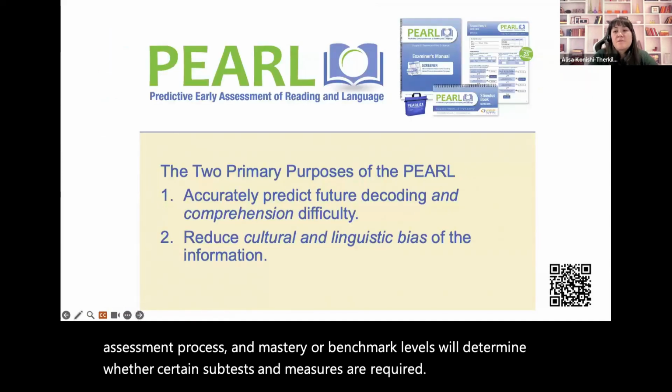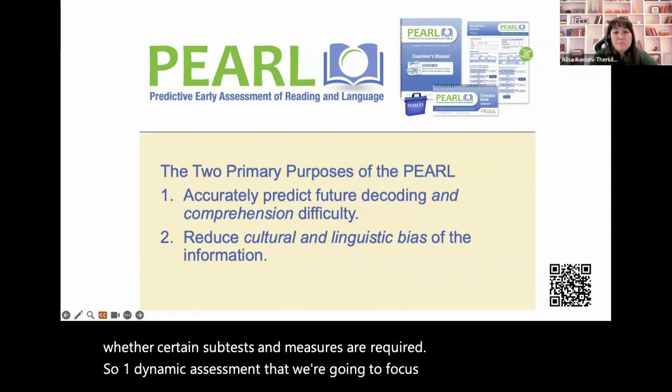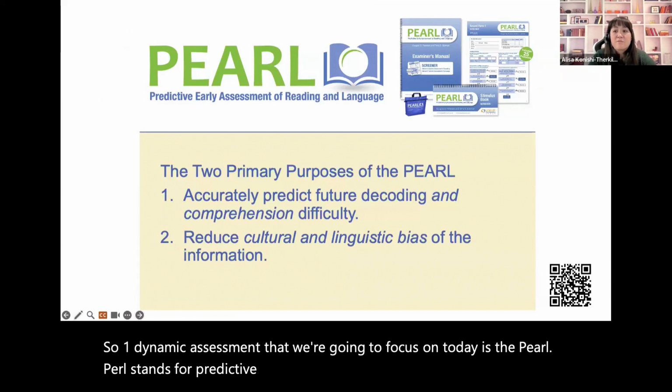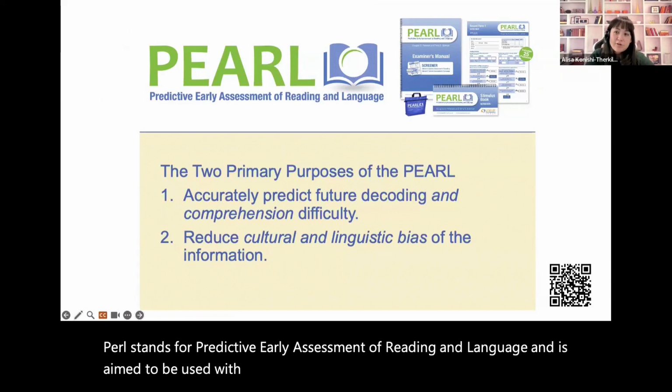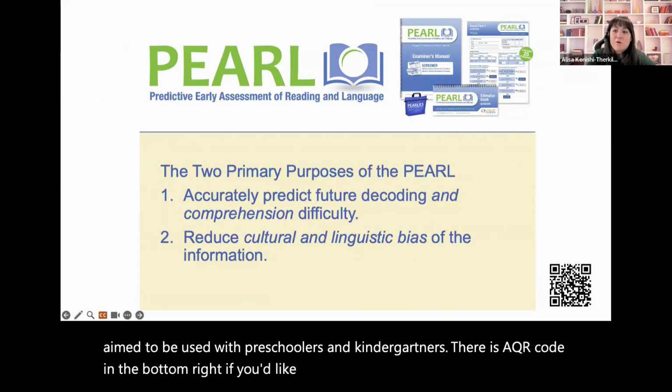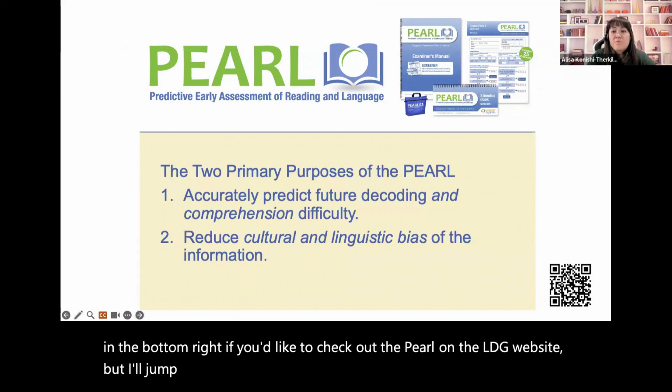So one dynamic assessment that we're going to focus on today is the PEARL. PEARL stands for Predictive Early Assessment of Reading and Language and is aimed to be used with preschoolers and kindergartners. There's a QR code in the bottom right if you'd like to check out the PEARL on the LDG website, but I'll jump quickly into what it is and how it works.